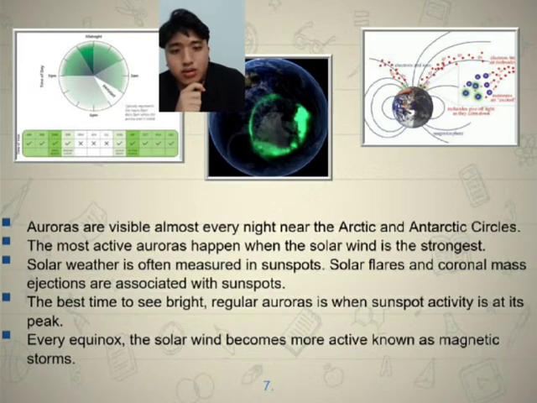During the peak of sunspot activity, bright persistent auroras appear most. Every equinox, the solar wind becomes more active, known as a magnetic storm. Magnetic storms can lead to aurora being seen in the mid-latitudes during the time around the spring and autumnal equinox.